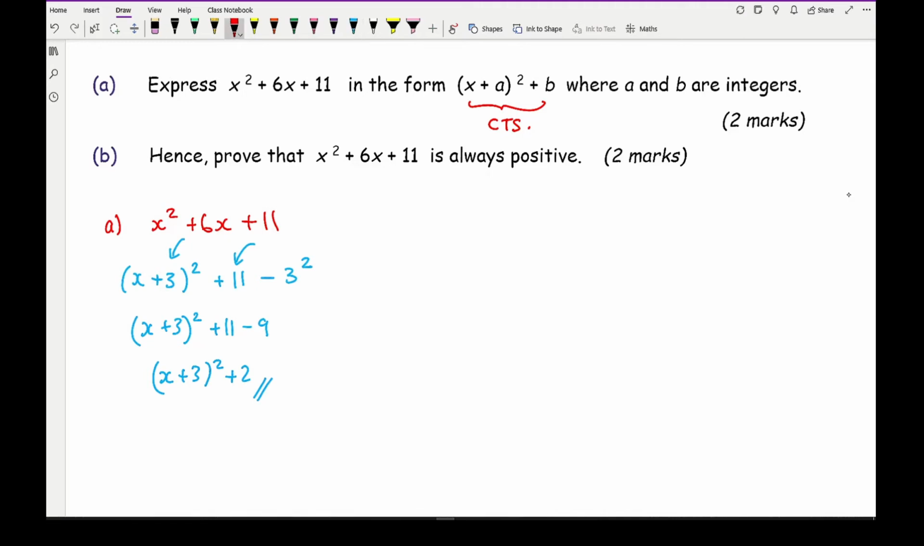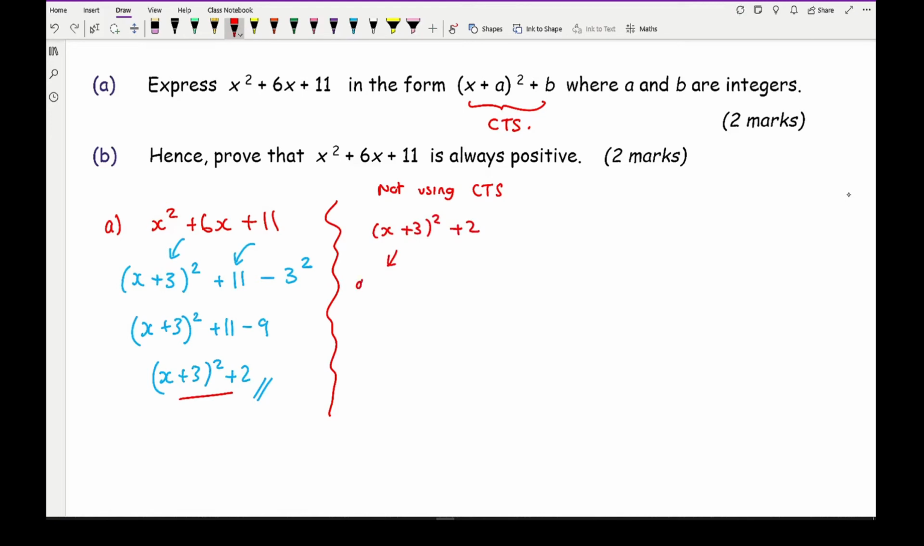Now for part B, it says hence prove that x squared plus 6x plus 11 is always positive. Now for this, what we need to do is use completing the square. There's one or two ways in which we could do this, in terms of not using any knowledge of completing the square, but I've got to use this answer because it does say hence. So I've got (x plus 3) squared plus 2.